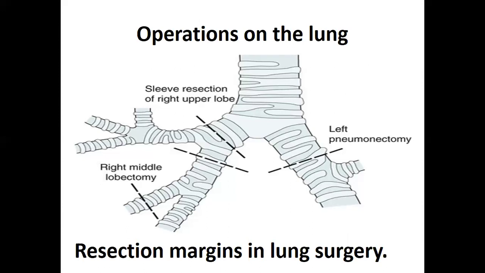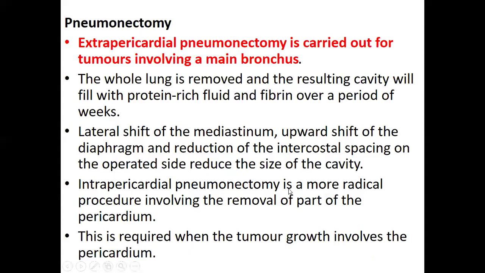Then operations on the lung, we have the common ones. We have the one that can be called sleeve resection of the upper lobe. So the upper lobe can be resected depending on the presentation. If the lung tissue has to be removed, it could be the lower or upper lobe, the middle lobe. All those lobes can go in what is known as lobectomy. Pneumonectomy, in pericardial pneumonectomy, it is carried out for tumors involving the main bronchus.